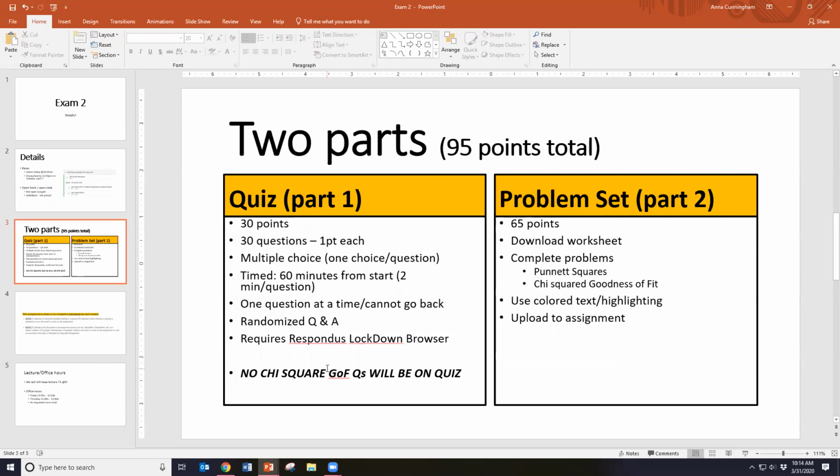The quiz is 30 points, 1 point per question. It's multiple choice. It is timed. So you have 60 minutes from the start, so you can't stop and come back. It gives you 1 question at a time. You can't go back. It's random question order as well as randomized answers. And you do have to use Respondus Lockdown Browser.